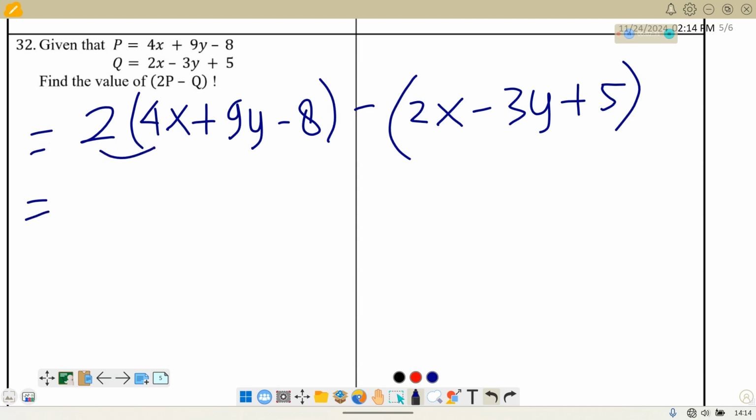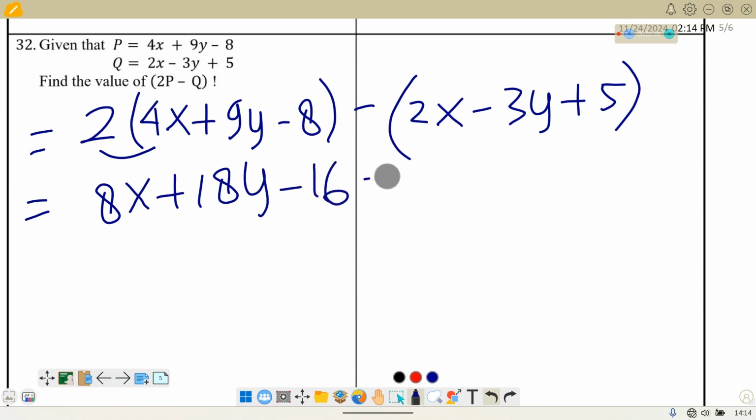So let's move on. Let's continue. 2 times 4x equals 8x plus 16y minus 16, minus, this is minus times 2x equals minus x. We're going to open the brackets.